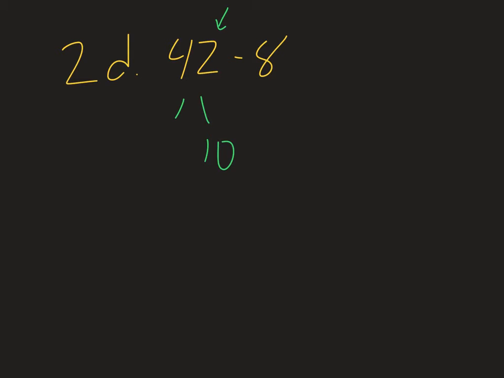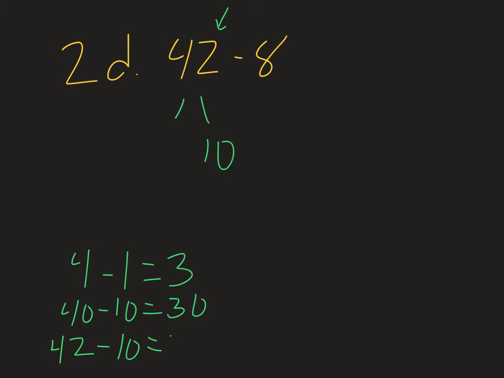Let's move this up higher. 4 minus 1 equals 3. So 40 minus 10 equals 30. So then 42 minus 10 equals 32, because all we're doing is adding 2 onto the 40, which then goes over to this 30 later on. So if we pull 10 out of 42, we end up with 32.